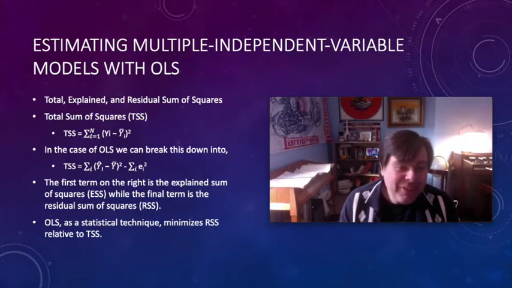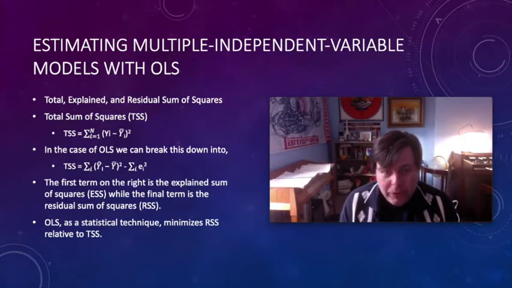The first of these is the total sum of squares. What this is, is the variation from the actual observations, so y_i, and the mean value of y, summed across all observations and squared.